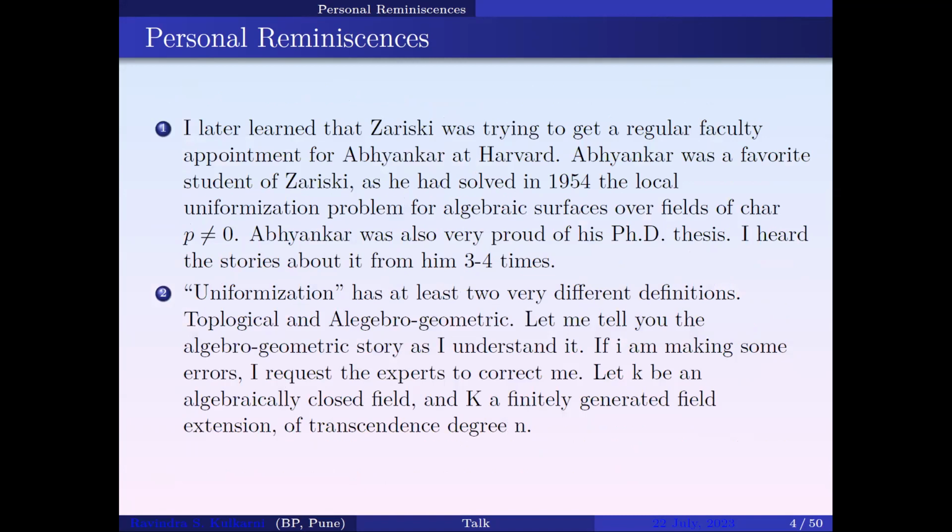Abhyankar was a favorite student of Zariski, as he had solved in 1954 the local uniformization problem for algebraic surfaces over fields of characteristic p. Abhyankar was also very proud of his thesis. I heard the stories about it from him 3-4 times. And I shall try to explain what I understand of this thesis and its background.